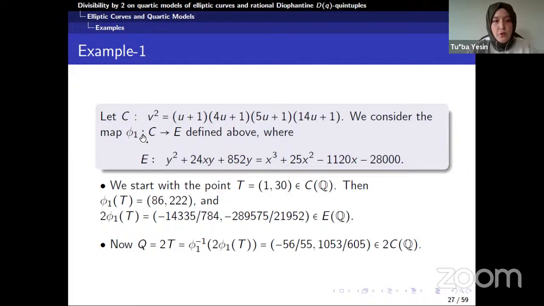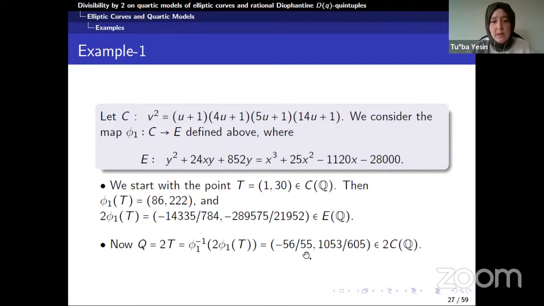What we need to do, first, is go to E under this isomorphism, which is here. And then we have to take the double of this point, or you can just sum this point with itself. And we can find this double point, but still this is on the elliptic curve here. So we need to go back with the inverse of this isomorphism. So this point will be 2T. If you start with T, 2T is here.